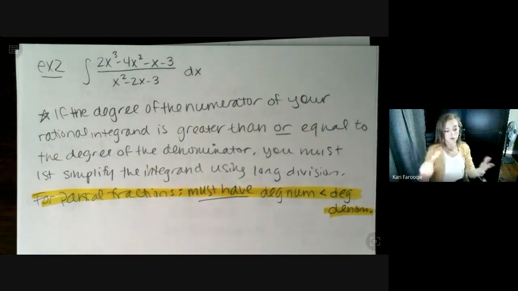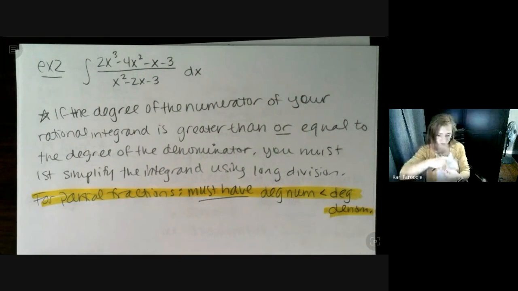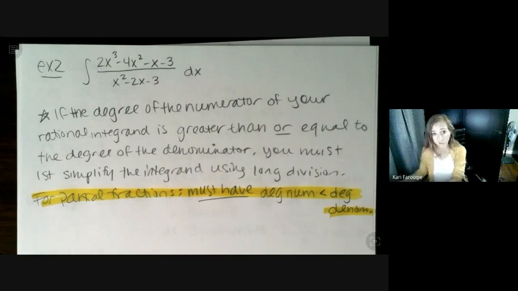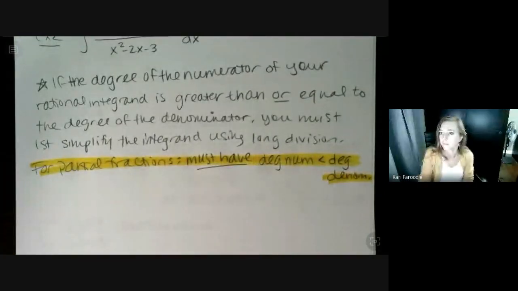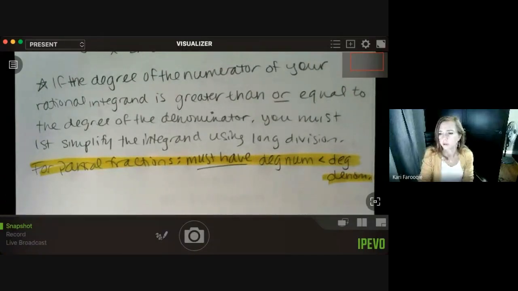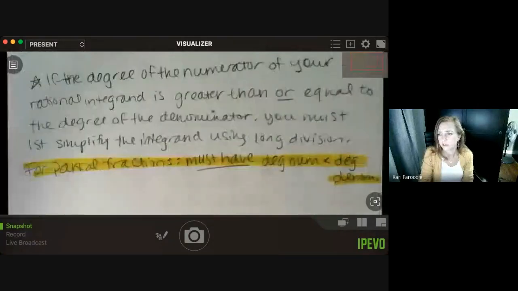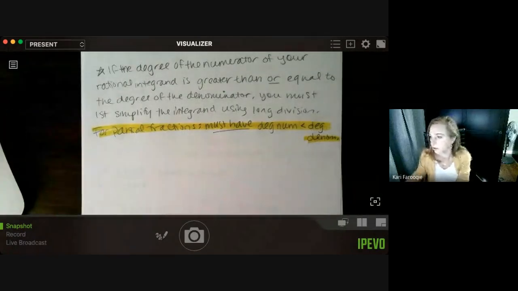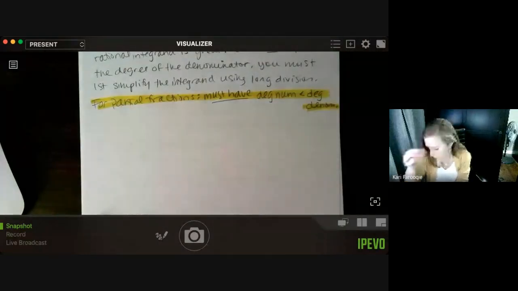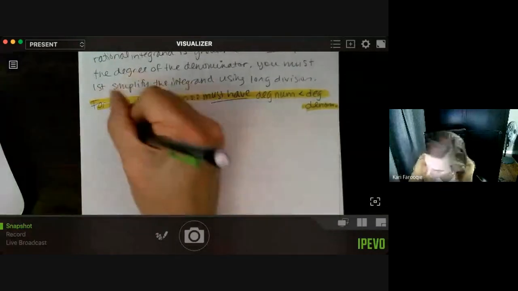Remember, the degree is just the highest power that you see on any one term. Okay, so what that means is you're going to need to divide this out first. We have done long division, I believe, in this class. Gosh, I don't remember if we have or not. Maybe it was in Calc 1 that we did long division. Oh well, we're doing it now.